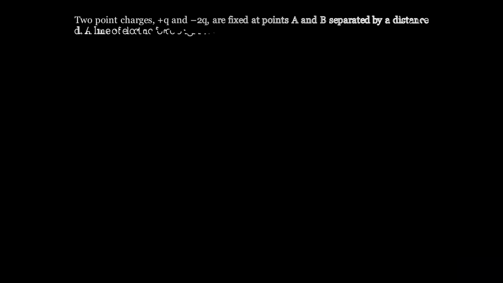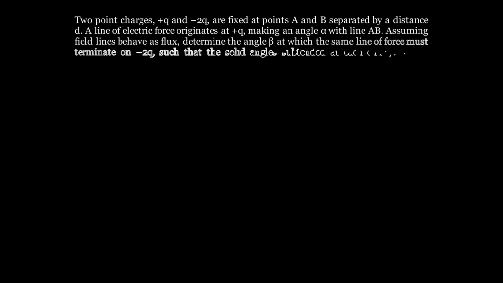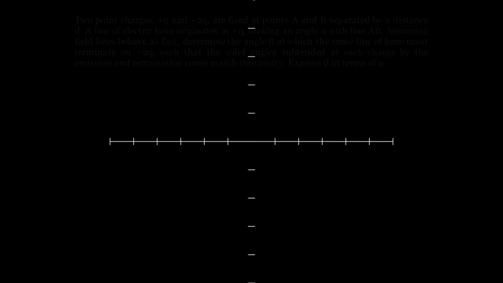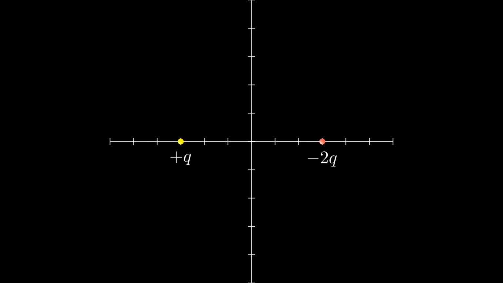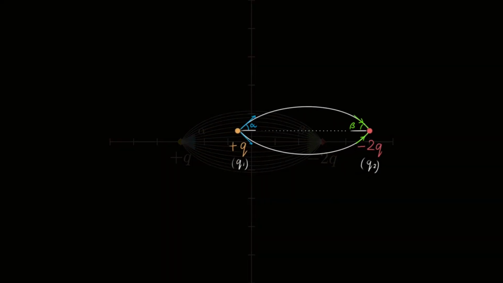Next, we move on to the electric field line problem. This was a conceptual one. We were given two charges, plus q and minus 2q, placed at points A and B. Now, a field line originates from plus q that leaves at an angle alpha, and it ends at minus 2q, entering at some angle beta. And the question asked was, what should the angle beta be equal to ensure continuity?